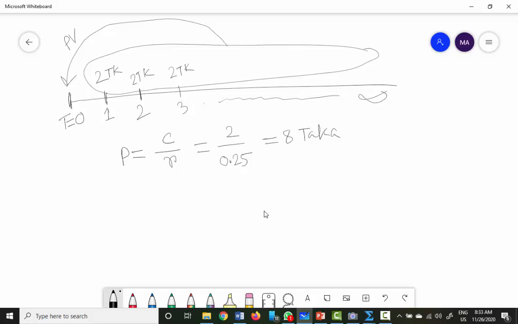So that means if you pay 8 taka per share to buy this share today, then you will get this 2 taka per share at the end of each year till infinite period, and that will give you 25% return per year. Right. So this is one good example for perpetuity, right?